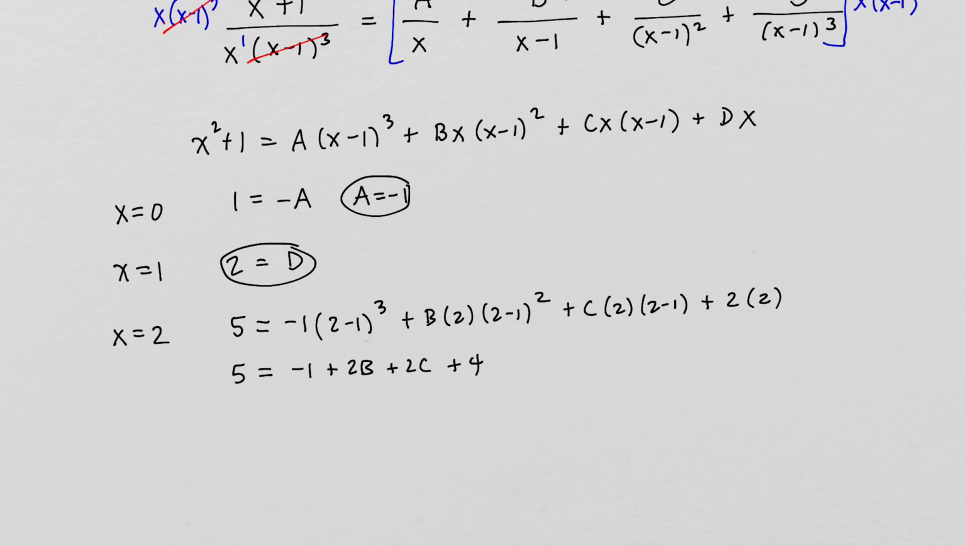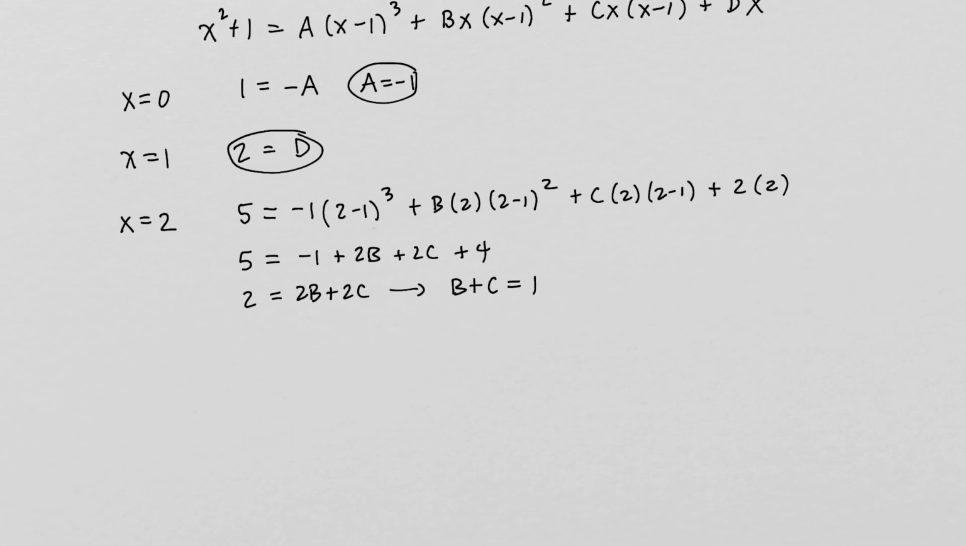Simplifying a little bit more, we're going to have negative 1 plus 4 is 3. Subtracting 3 from both sides, we get 2 is equal to 2b plus 2c. And then dividing by 2, we get b plus c is equal to 1. Okay, now we're going to save that. And we're going to plug in one more value of x. And I think the other simple value of x that I can plug in would be x equals negative 1.